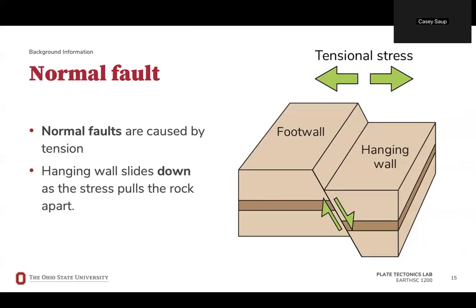A normal fault is caused by tensional forces pulling rocks apart. In a normal fault, the hanging wall, which is the block above the fault plane, slides down relative to the footwall, which is the block below the fault plane. This type of fault is common in areas where the crust is being stretched or thinned.